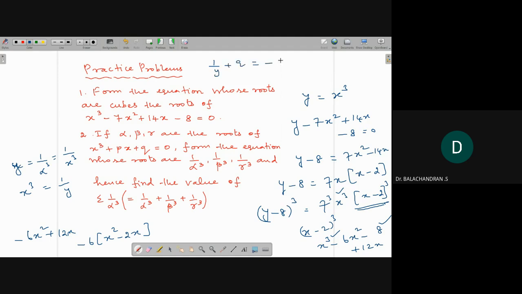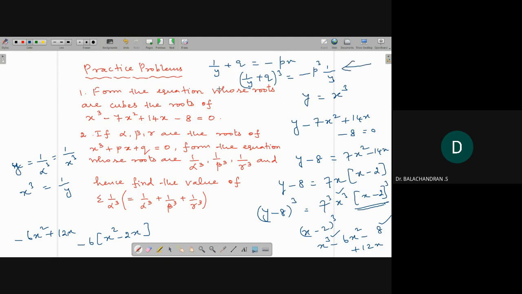This minus px, px is going that side, minus px. So now taking cube on both sides, we'll get 1 by y plus q whole cube is equal to minus p into x cube. X cube is 1 by y. So minus p cube. If you expand this equation, you'll get the final answer.